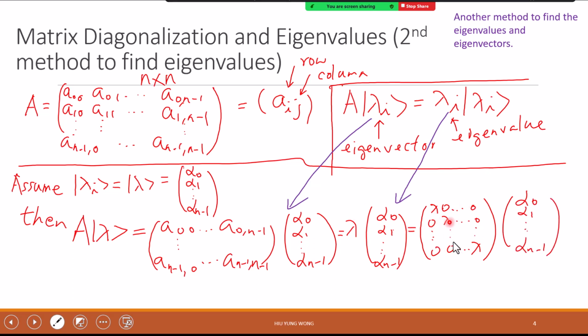It's easy to prove because this matrix multiplied by this one gives lambda times alpha 0, and then 0 times the rest of the terms. So the first one is lambda alpha 0, right? Then the second term is this row times this column. So 0 times alpha 0 is 0, plus lambda times alpha 1. So I have lambda times alpha 1, then the rest is 0. And then the last one, 0 times everything plus lambda times alpha n minus 1. So this one is correct.